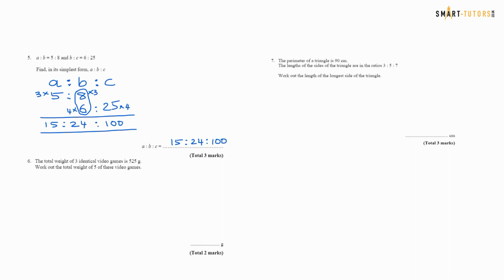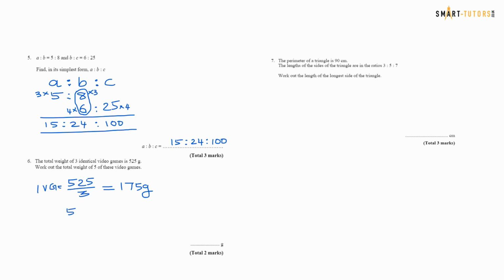Question number 6. The total weight of 3 identical video games is 525. All are identical, so 525 divided by 3 gives one of them. 3 goes into 5 once, 2 remaining, 22, 3 sevens are 21, 1 remaining, 15, 3 times 5 is 15. So 175 grams, one video game. The weight of one video game is 175 grams.